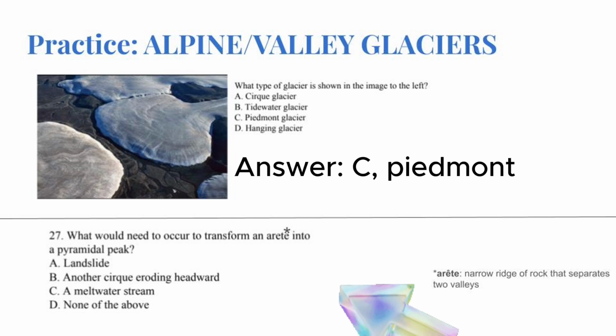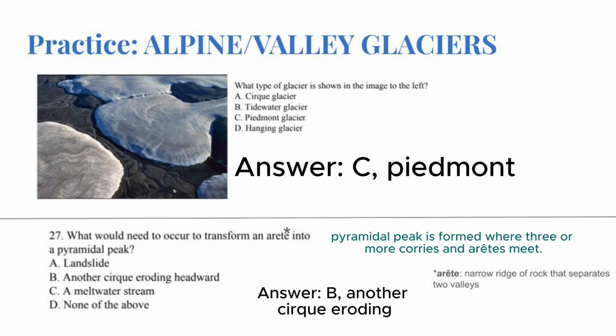What would need to occur to transform an arête into a pyramidal peak? An arête is a narrow ridge of rock between two valleys. A pyramidal peak is basically a horn where multiple cirques meet. So B is the answer.